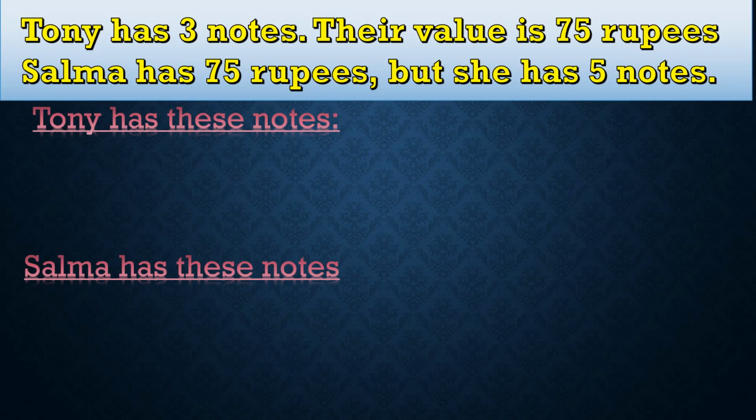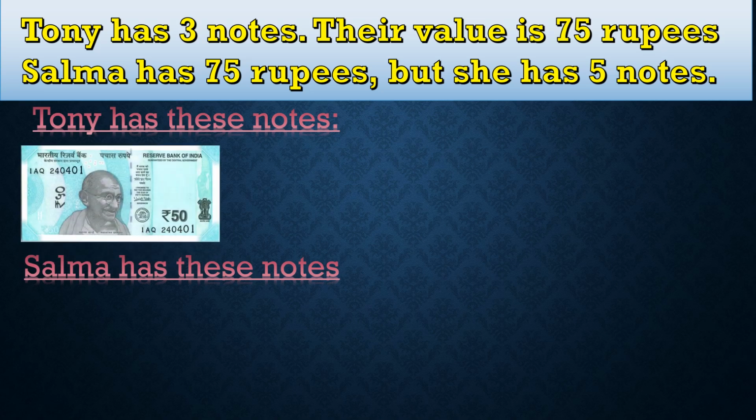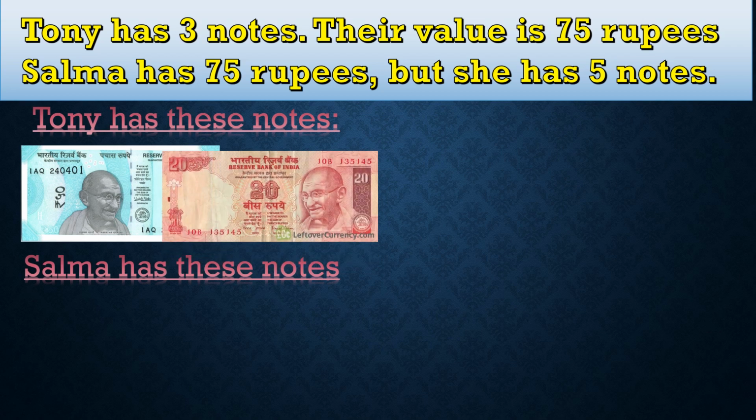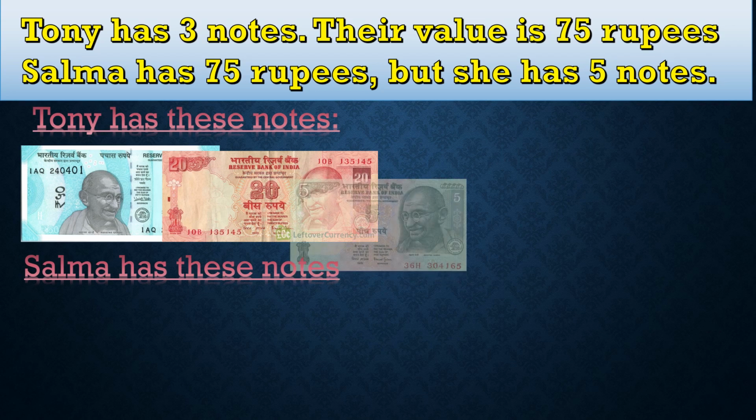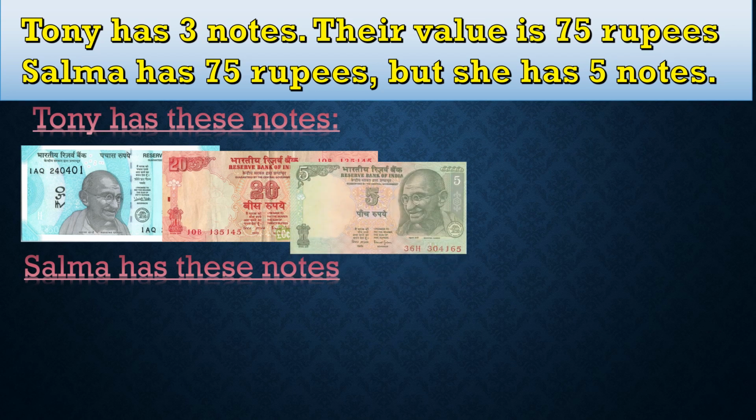Let us see one more example. Tony has 3 notes. Their value is 75 rupees. Salma has 75 rupees, but she has 5 notes. So let us see the notes with Tony now. Tony has 3 notes. So a 50 rupees note, a 20 rupees note and a 5 rupees note.